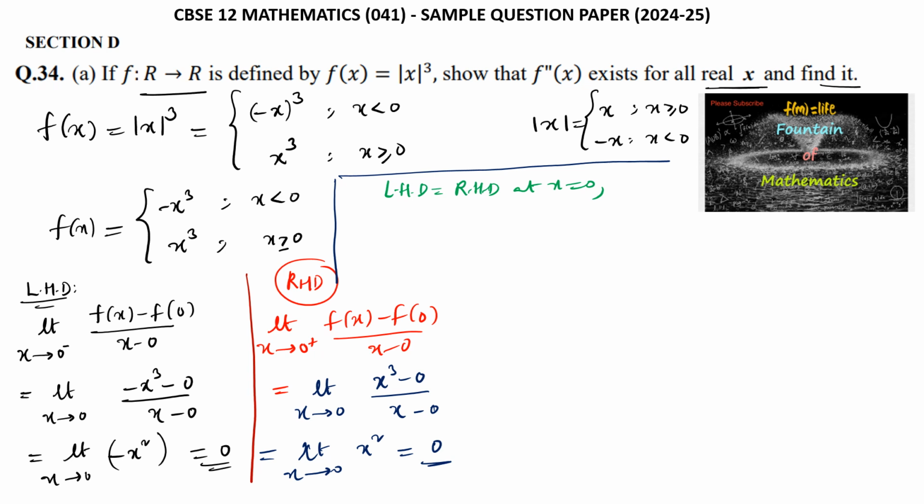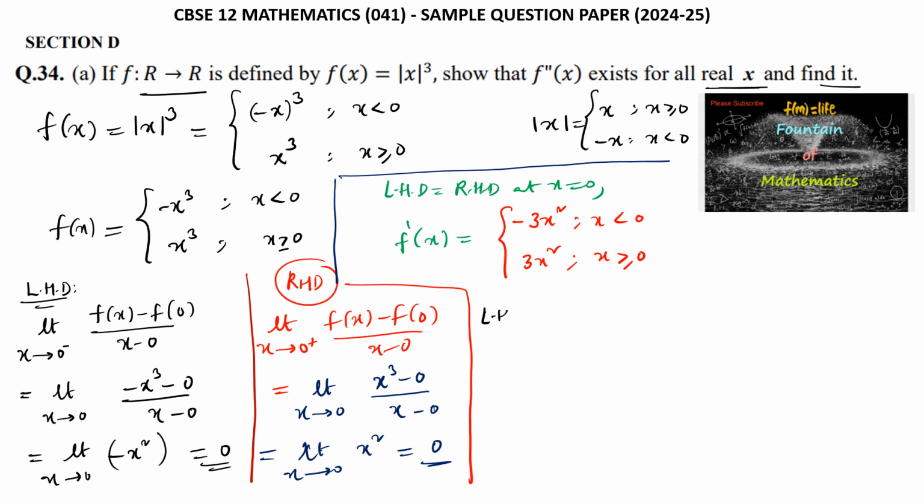So we can say f dash of x exists. So the derivative of the function, f dash of x, is equal to the differentiation of x power 3, which is 3x square. So it is minus 3x square when x is less than 0, and 3x square when x is greater than or equals to 0. Now again, to find the double differentiation, we need to check whether the derivative exists or not, by finding the left hand derivative and right hand derivative.